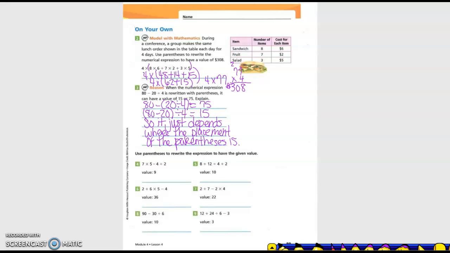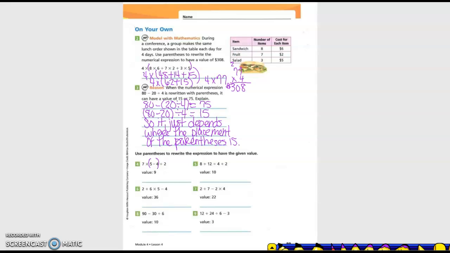Okay, so if we would do it the way we see doing multiplication first, right, for order of operations, and I put it around 7 times 5, what would that give me? 35 minus 4, which is 31, plus 2 is 33. So is that going to get me a value of 9? No. So let's try it around the next.